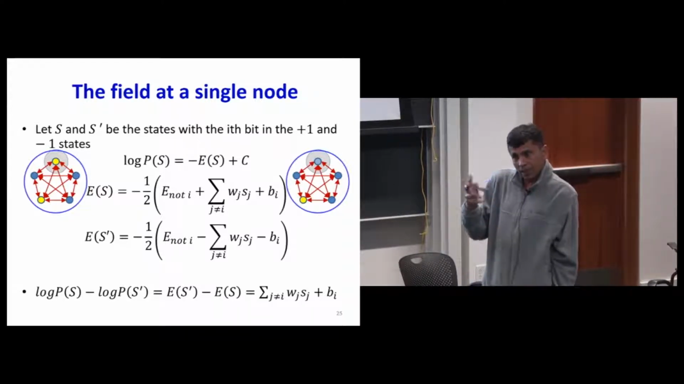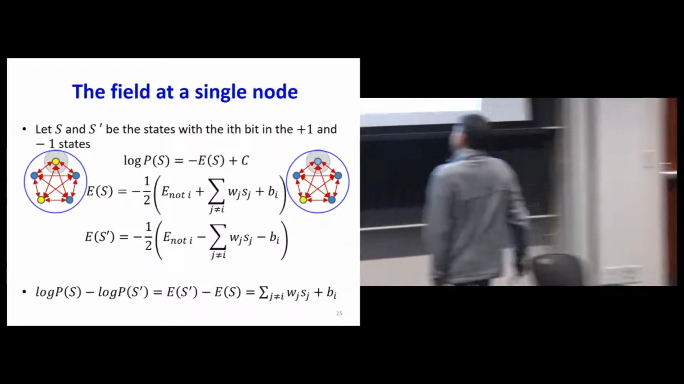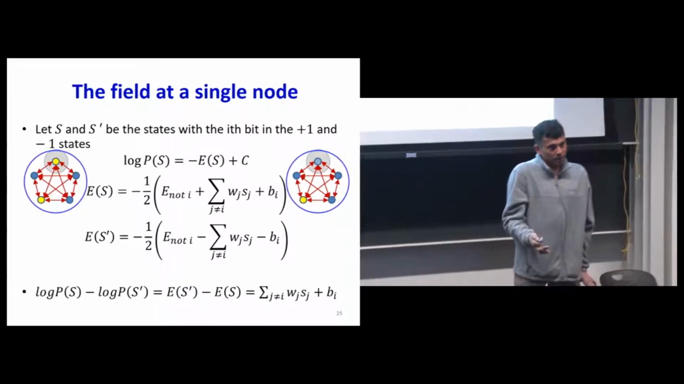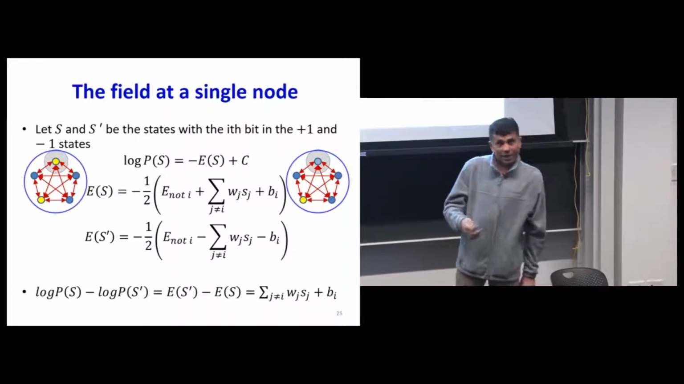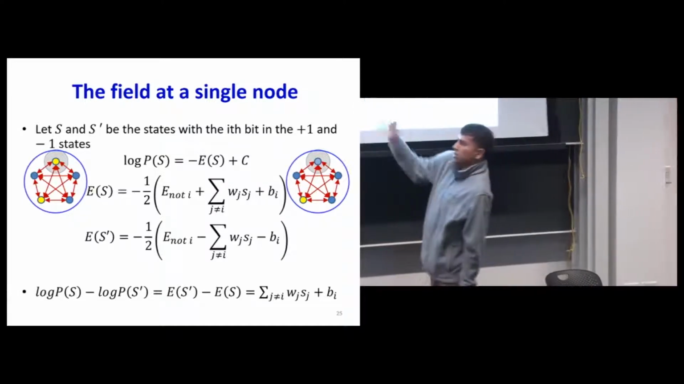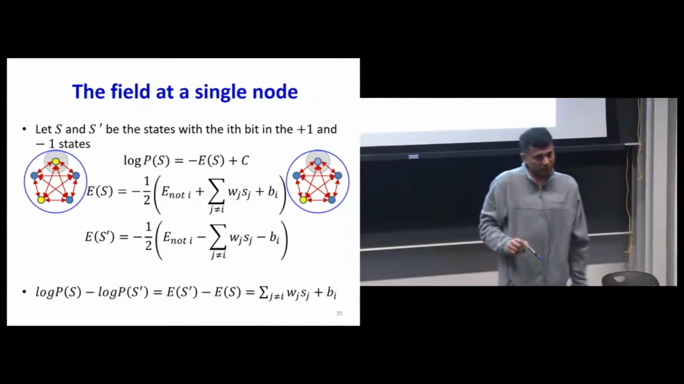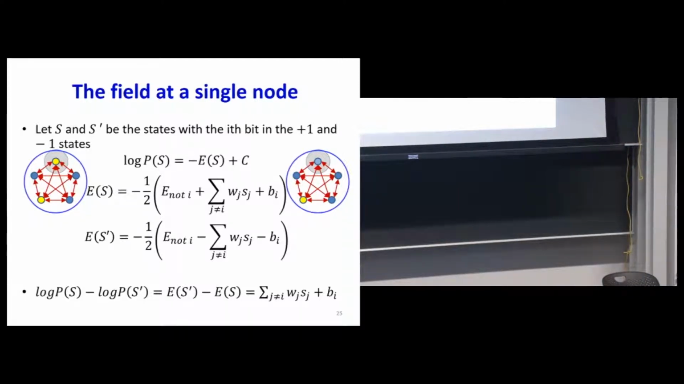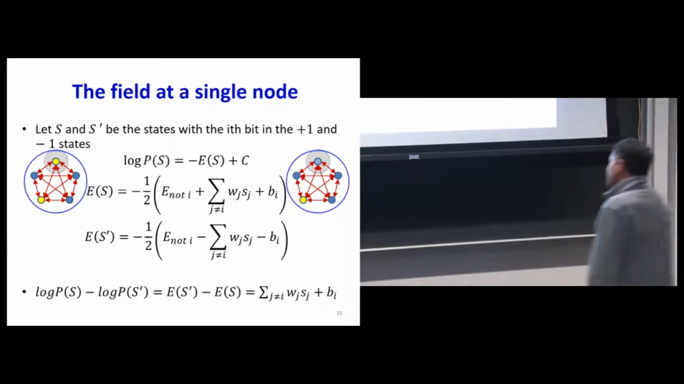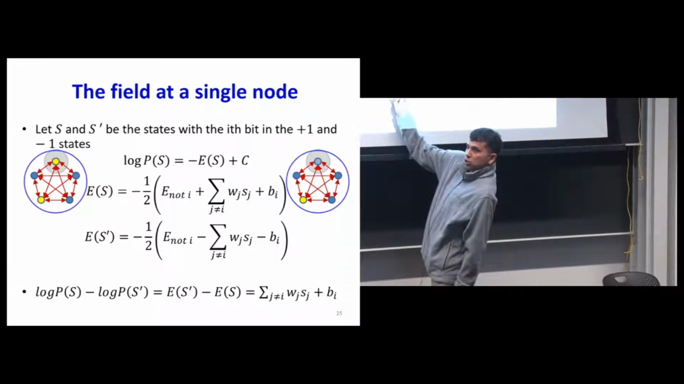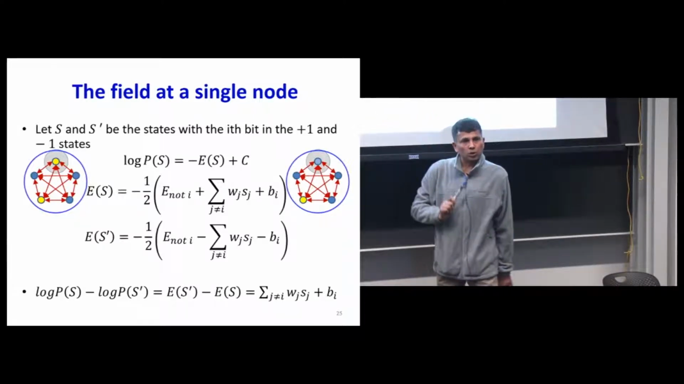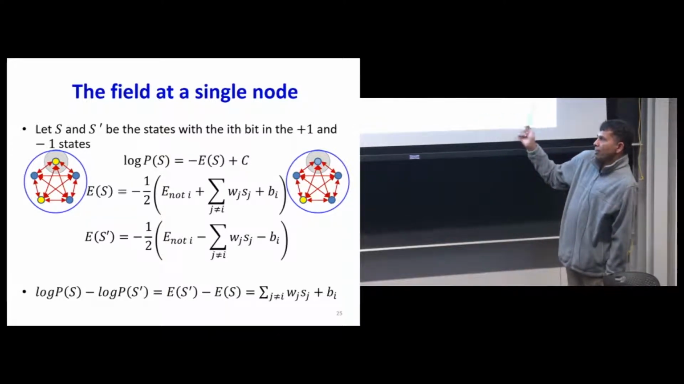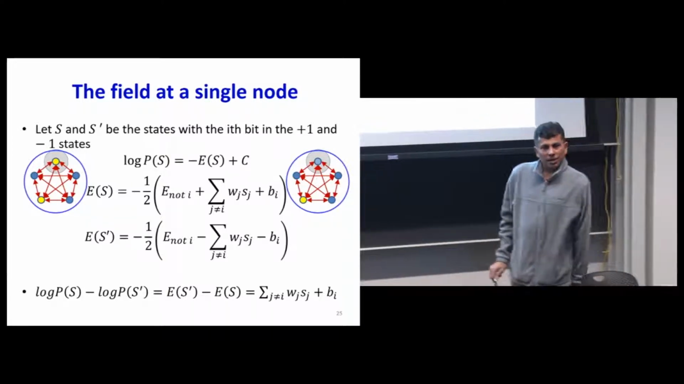And the ith bit can take either the value +1, in which case its contribution is going to be plus the local field, or the ith bit can take the value -1, in which case its contribution is going to be minus the local field, right? So if I take the difference between these two log probabilities, this first term will cancel out, which is the contribution of all of the other bits, which is the same for both patterns. And all that remains is going to be the field at the local bit.